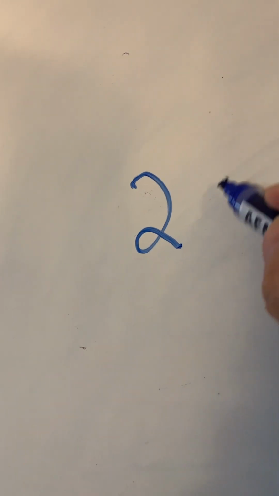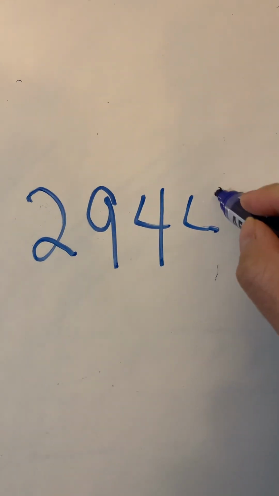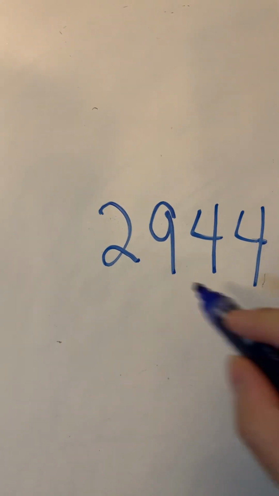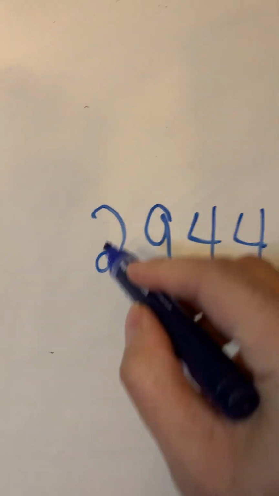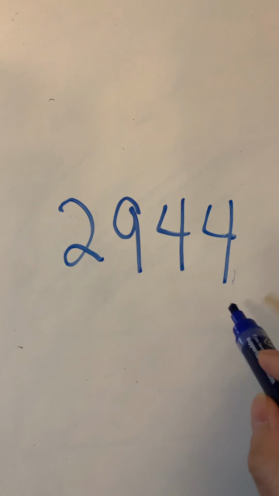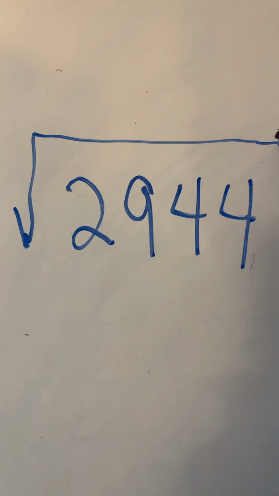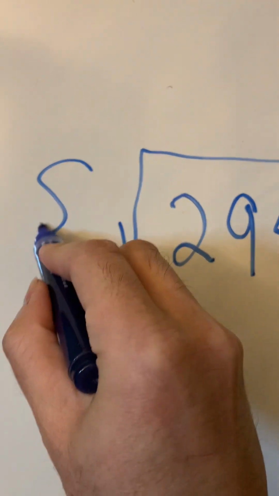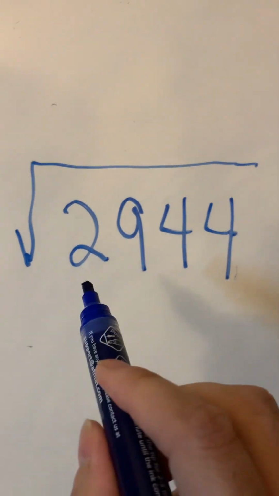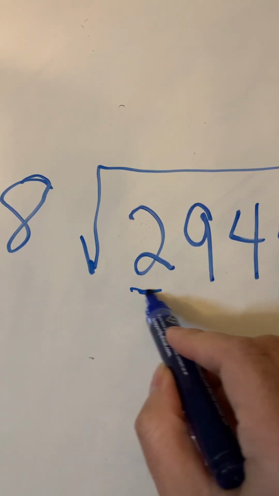Here's an example of how to do long division. So say you have the number 2,944 and you have 8 friends who want to divide 2,944, we'll say dollars. What you do is you take the number 2944 and you put the division sign here and put the number 8 on the outside.